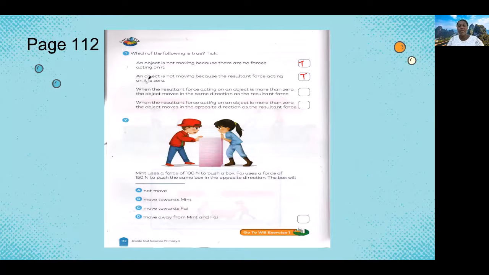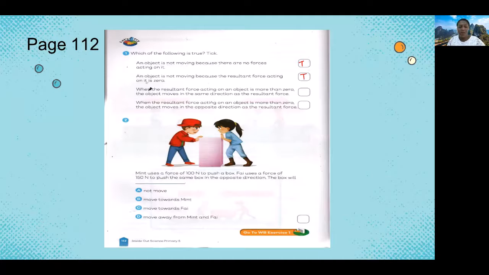Okay, very good. An object is not moving, like the one that we have done just now, where we add 200 newtons and 200 newtons. We say that the resultant force is 0, and that one, the red ribbon, will not move. So this one is true.